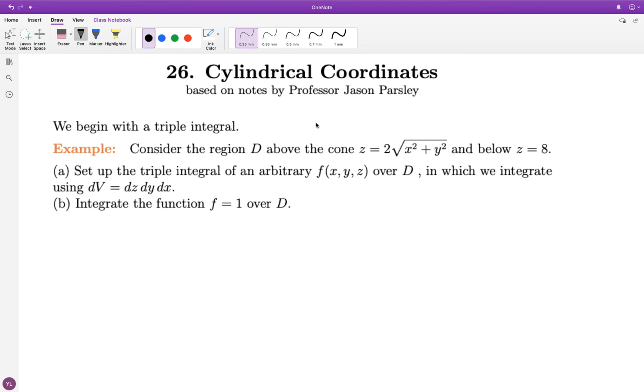Okay, in this section, we're studying cylindrical coordinates. They're basically polar coordinates extended to 3 dimensions. So let's motivate it with an example.